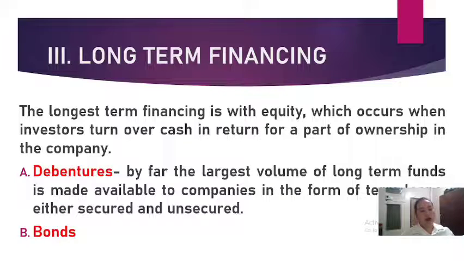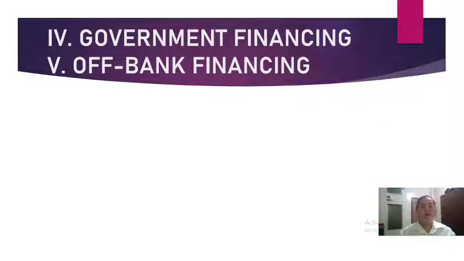Under long-term financing are the debentures, which means by far the largest volume of long-term funds is made available to companies in the form of long-term loans, either secured or unsecured. The next is bonds, which we will be tackling in the next few slides. And for our fourth and fifth, the government financing and the off-bank financing.